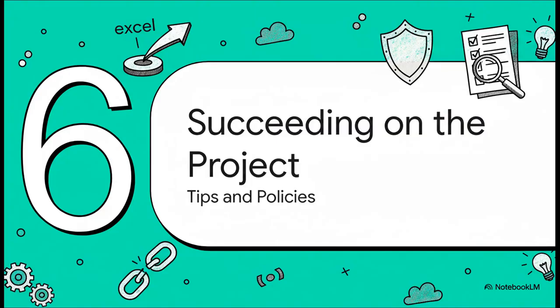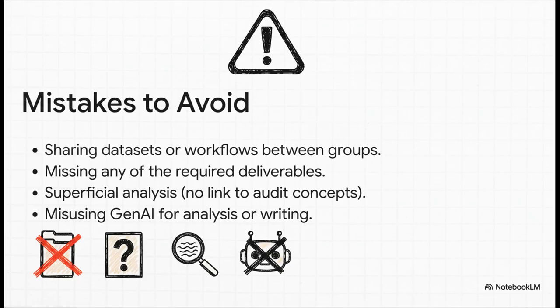Okay, to wrap things up, let's go over a few tips and official policies. This is the stuff that will help you really succeed on this project. So, what are the common traps people fall into? First, don't share your dataset or workflows with other groups. Yours is unique for a reason. Second, triple check that you've submitted everything. It's an easy mistake to make. Third, go deep. Don't just give a superficial analysis. You have to link it back to audit concepts.